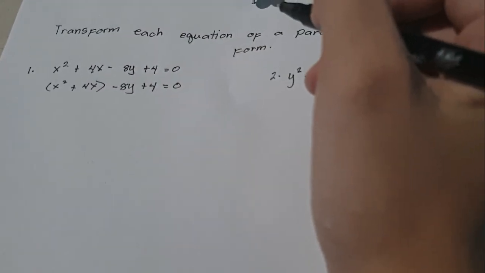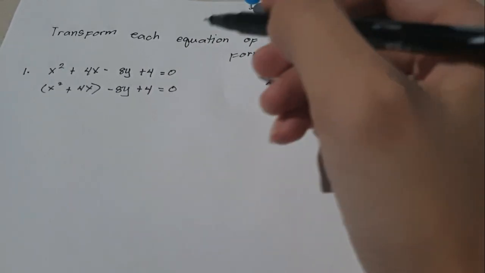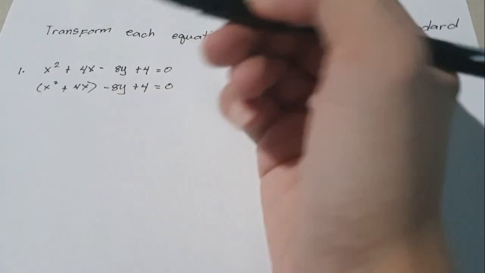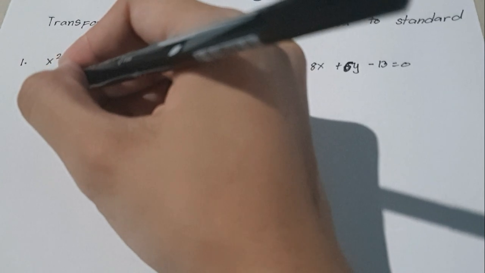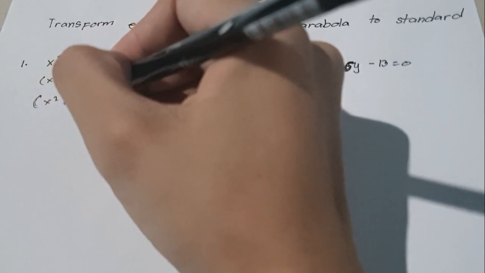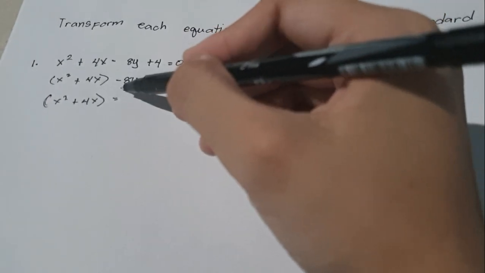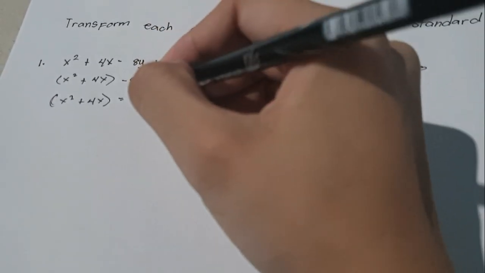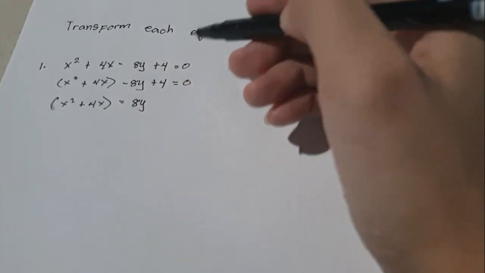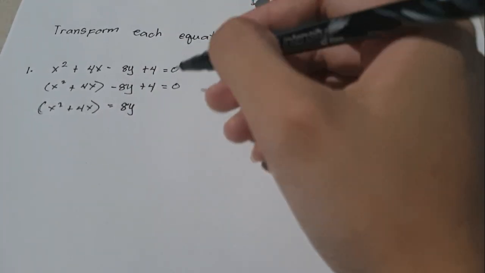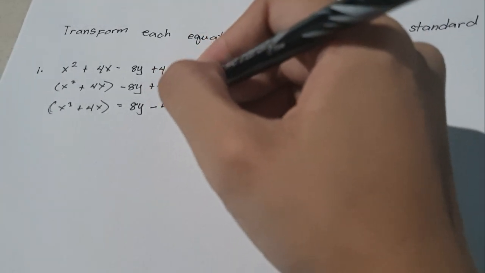And then for the second step, we need to move the remaining terms to the right side of the equation. So we will move negative 8y plus 4. We will rewrite the quantity of x squared plus 4x. And then if we move negative 8y, it will become positive 8y. And if we move positive 4 to the opposite side of the equation, it will become negative 4.